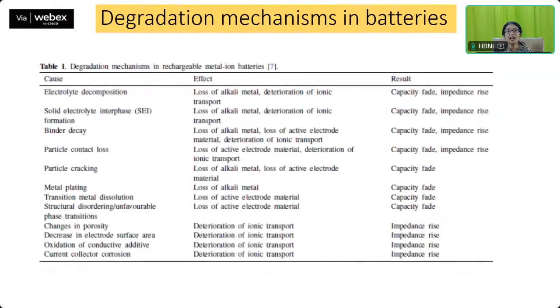Now you have to understand that whenever a battery or a cell is functioning, there are a lot of degradation mechanisms happening in that rechargeable battery.